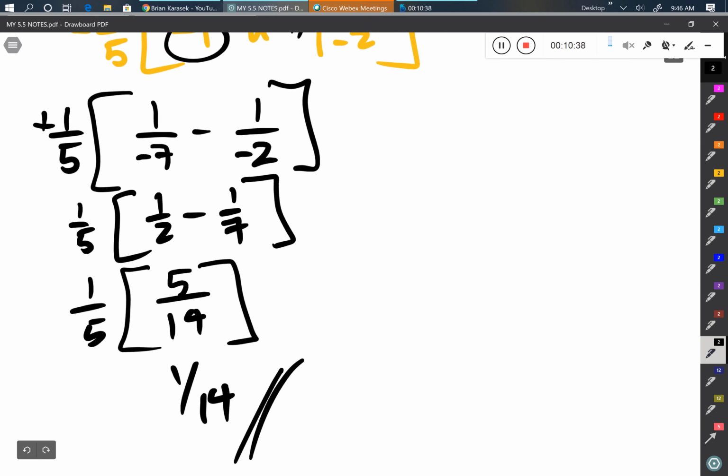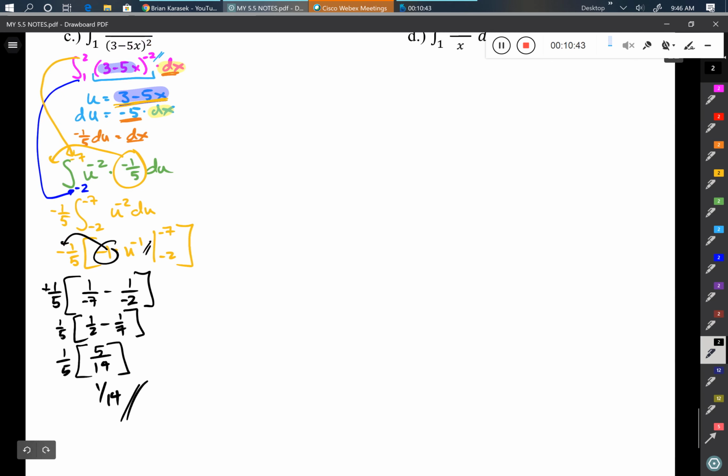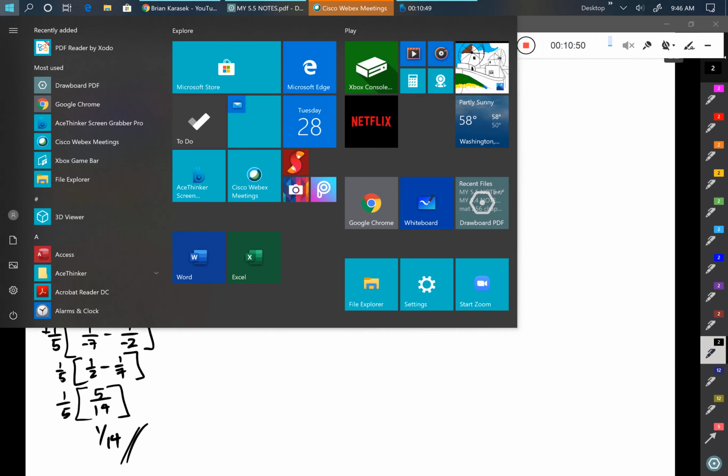Hey, how do I check my work on these things? I don't know that I'm doing these things correctly. I'm getting answers. How do I know if they're right or not? Well, there actually is a pretty simple way to check these. Let's see if I can find it real quick.